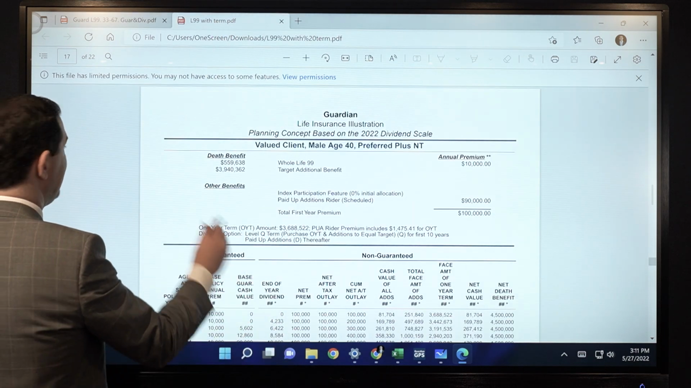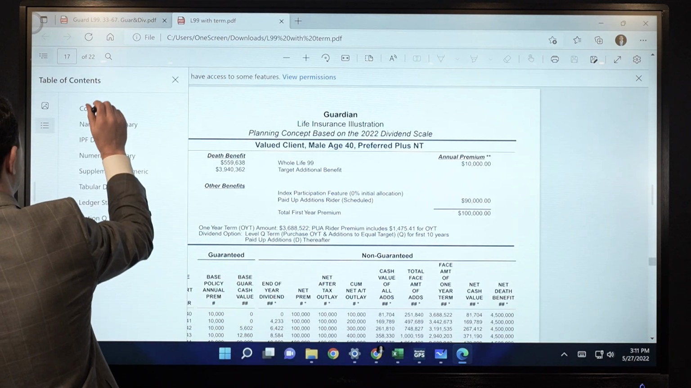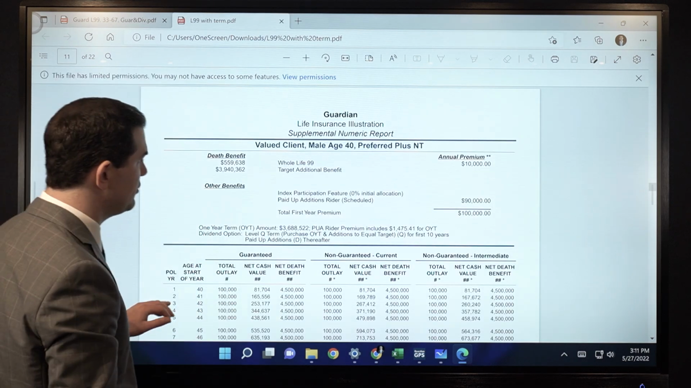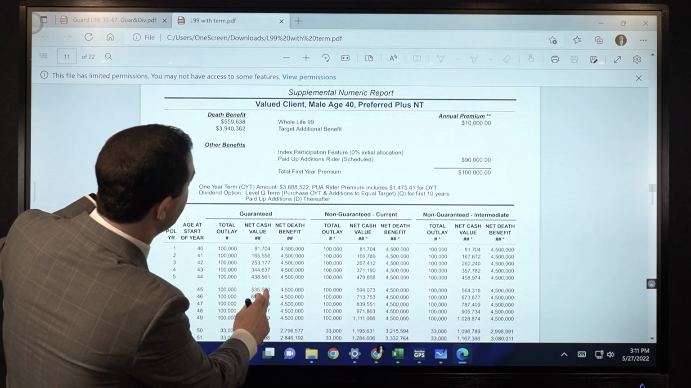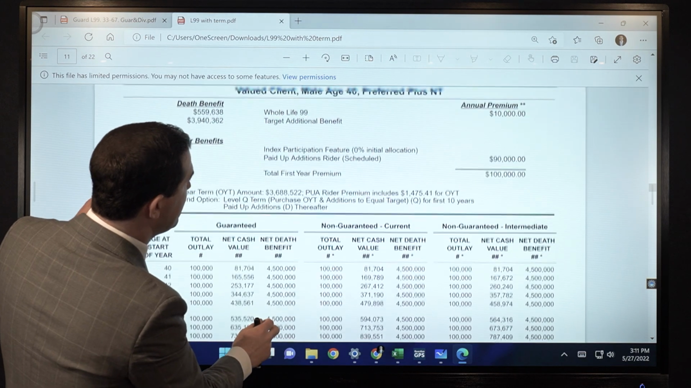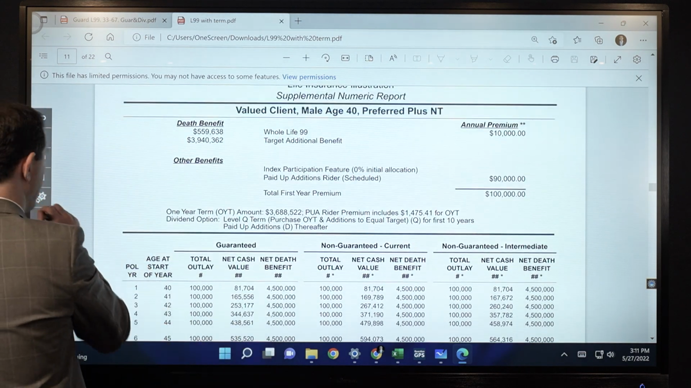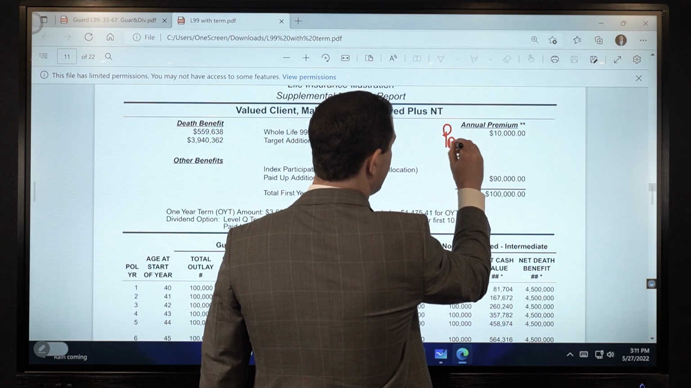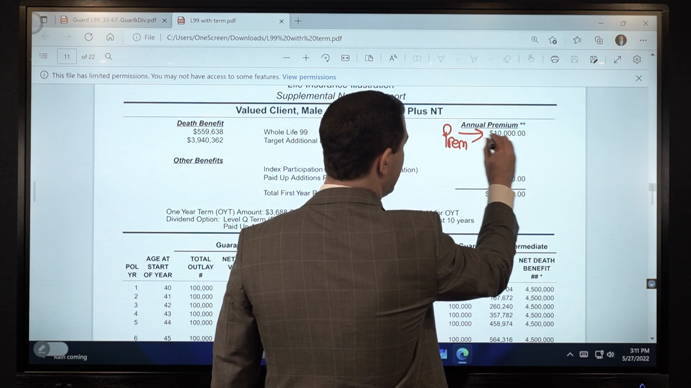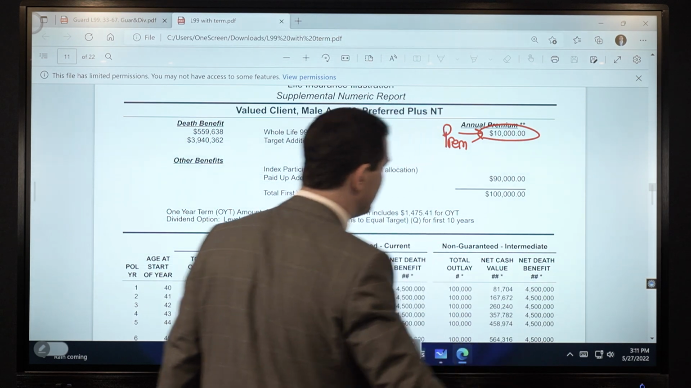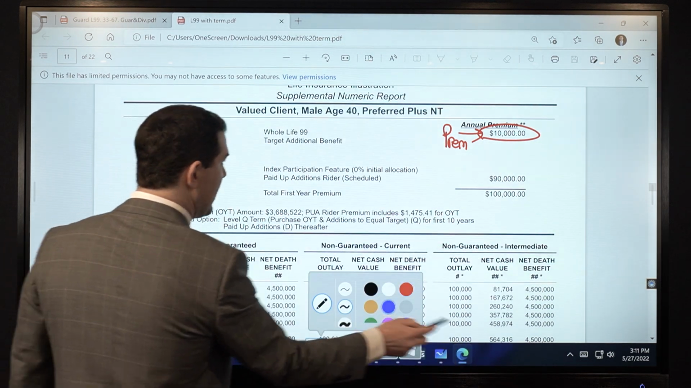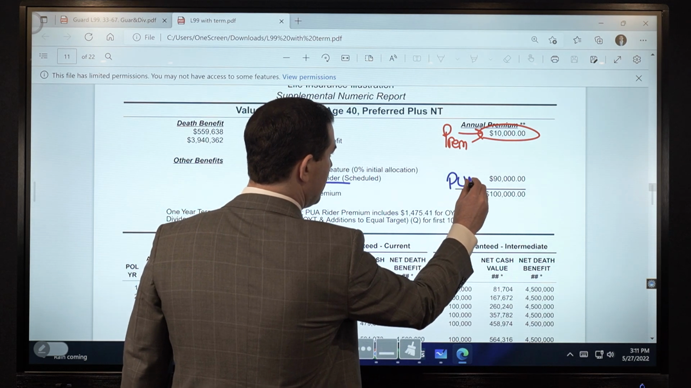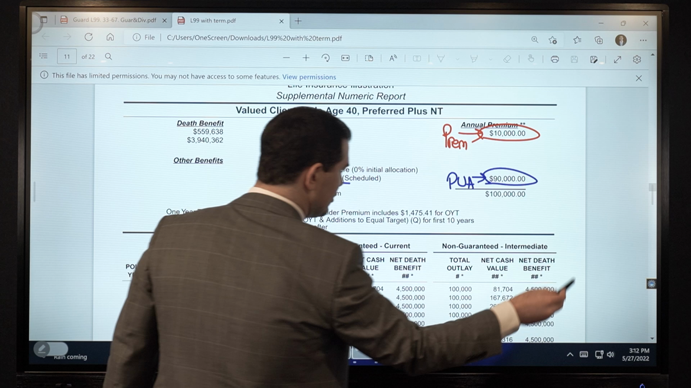Let's look at the 10-90 design. So let me go back, cover page here. First, we'll look at the supplemental values, the guaranteed values, I should say, and break down where your money is going. Here's your premium, $10,000. We can actually drive it a little bit lower in this example. Below that, you see your paid up additions rider. There's your PUA, $90,000, which I'll add here.